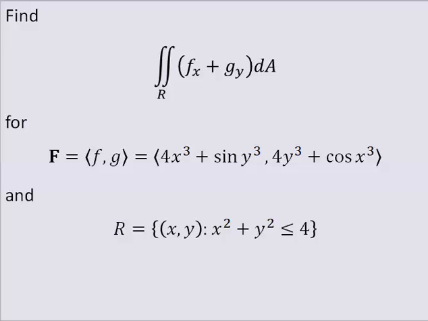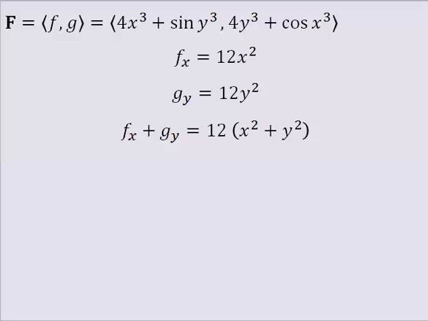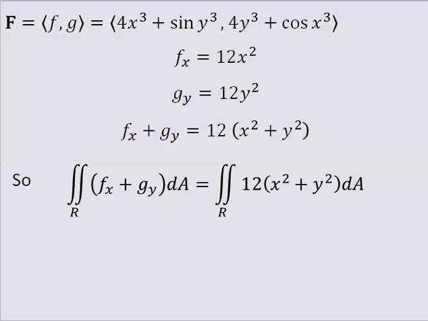So let's find two-dimensional divergence. We need to find f partial x plus g partial y, and then evaluate two-dimensional divergence over our region. So find f partial x, g partial y, and then find the sum of the two. Okay, so we found divergence, and so Green's theorem tells us that all we need to do is find this double integral.